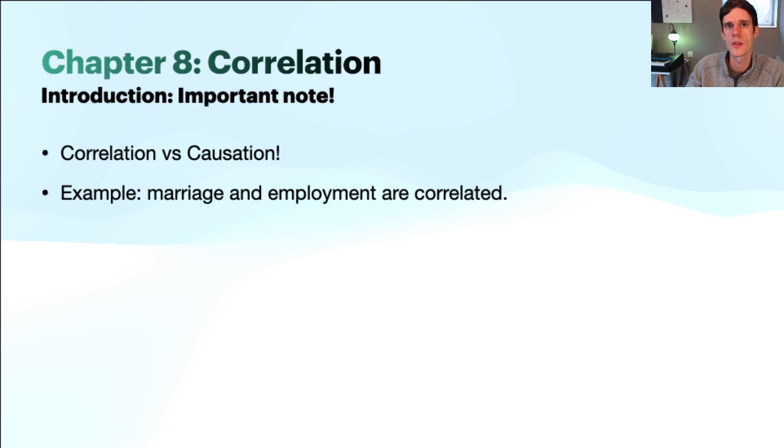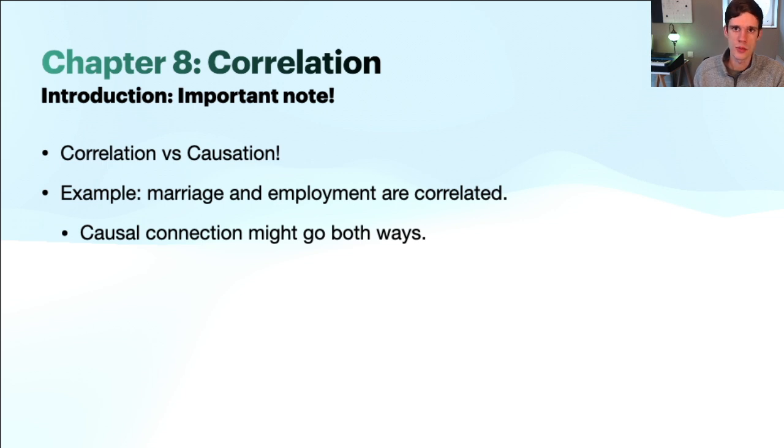So let's look at some possible underlying reasons. The first is that there is indeed a causal connection between the two. However, because we only found correlation between the two, this causal connection could go both ways. For instance, a first one could be that if you are married, then you have more responsibilities to provide for your spouse and your children. And thus, the stakes of finding a job and maintaining a job are much higher. And thus, being married causally links to being more employed.